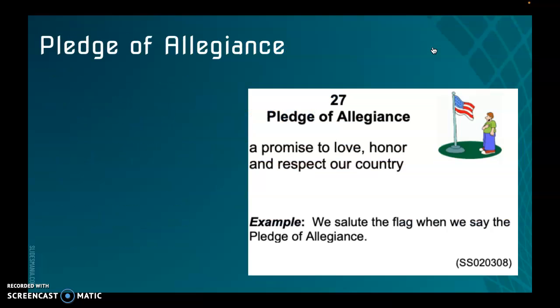Very good. Now we have the Pledge of Allegiance. A Pledge of Allegiance is a promise to love, honor, and respect our country. So again, a Pledge of Allegiance is a promise. Repeat after me. A Pledge of Allegiance is a promise. The pledge is a promise.